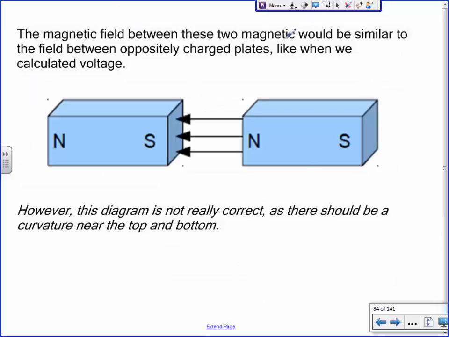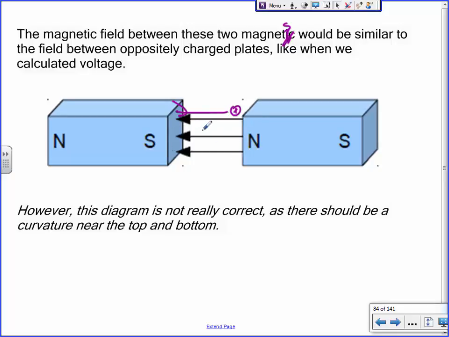Magnetic field between two magnets. Yeah, the magnetic field between these two magnets would be similar to how we calculate voltage. You know how voltage was known as your potential difference, right? In a way, yeah. We don't exactly have an electron or a proton that's going to get sucked from one side to the other, but isn't it going to be similar here, where the field between the north and the south would be fairly uniform between them?